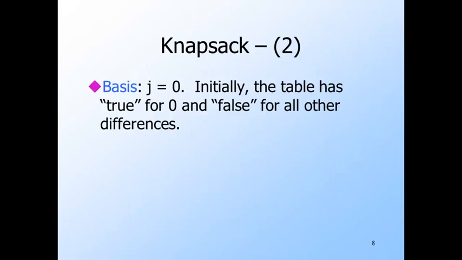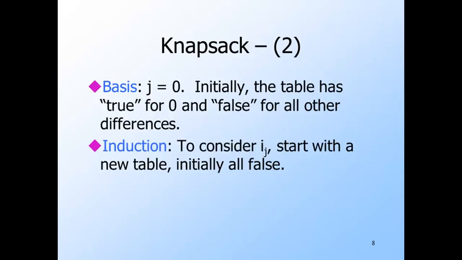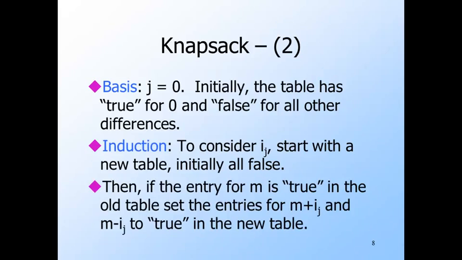To be more precise, for the basis we consider none of the integers. Then the table has true for 0 difference and false for all the other differences. For the induction, suppose we have a table for the first j-1 integers. We build a new table to reflect the partitions of the first j integers. Initially, each entry in the new table is false. But suppose the jth integer is I sub j. For each difference m that was true in the old table, set the entries for m plus I sub j and also m minus I sub j to be true in the new table.